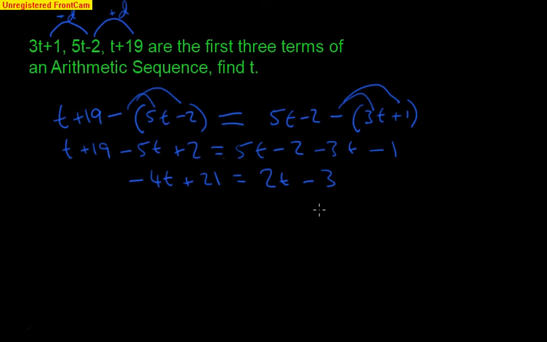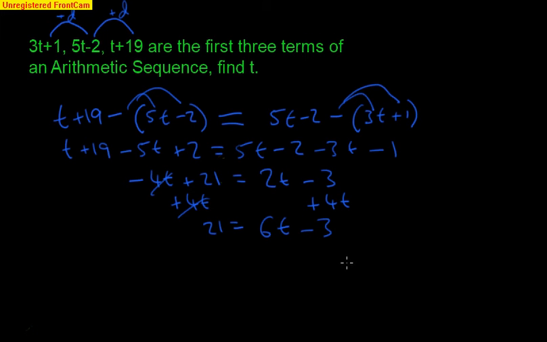Okay, let us collect our t's. I'm going to collect them onto the right hand side. To do that, I've got minus 4t over here, so I'm going to add 4t to that side, and of course I must do the same thing to the other side of the equal sign. Add 4t to both sides of that equation. On the left hand side, minus 4t plus 4t gives me nothing, and I'm left with 21. On the right hand side, 2t plus 4t is 6t, and I've still got the minus 3 there.